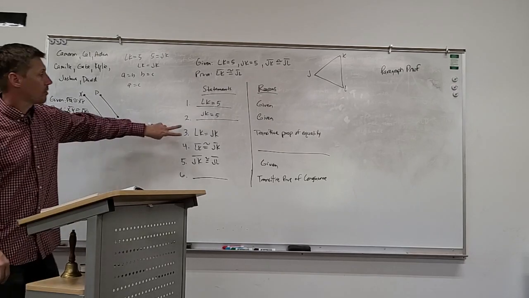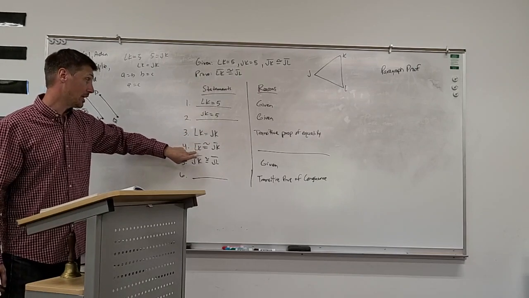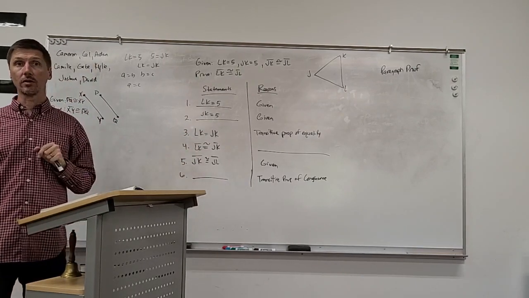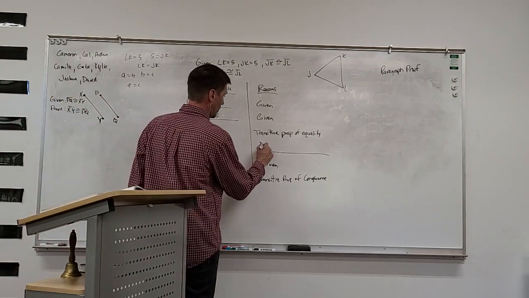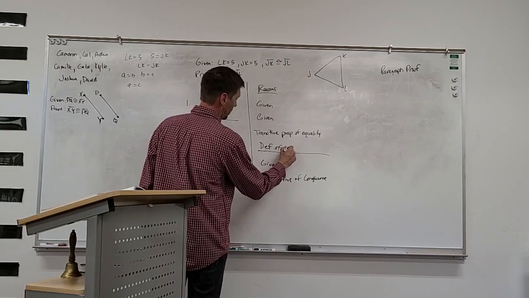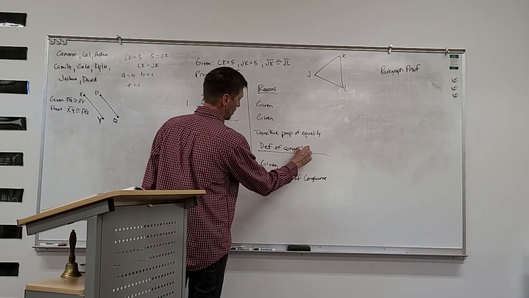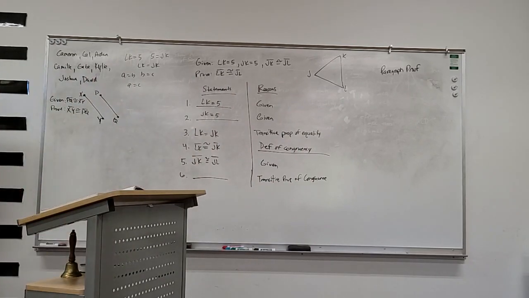Alright, then how do I go from this, the measurement of LK is equal to the measurement of JK, and say that means that these line segments are congruent with one another? Cal? Definition of congruence. Definition of congruency. Commit that one to memory because this one's going to come up a lot. Definition of congruency tells us that if the measurements are equal to one another, then the segments are congruent with one another.